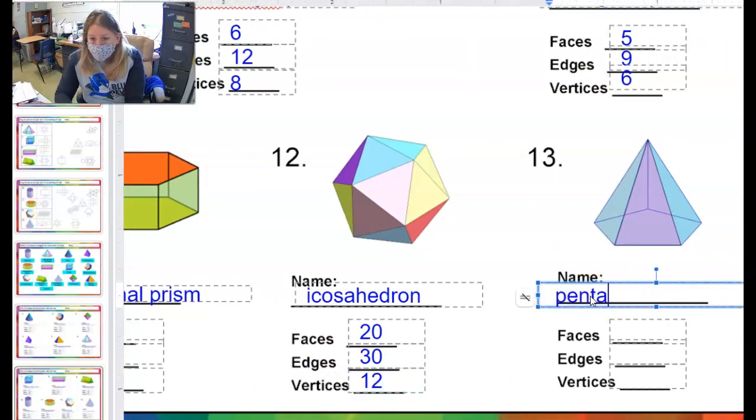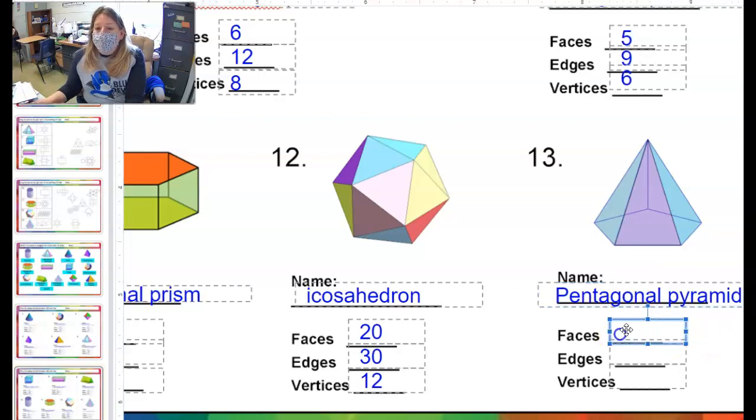And last one. Pentagonal pyramid. 1, 2, 3, 4, 5, 6 faces. 6 vertices.